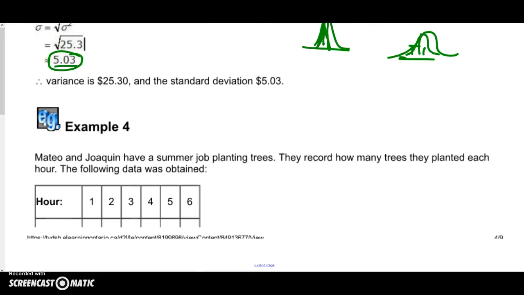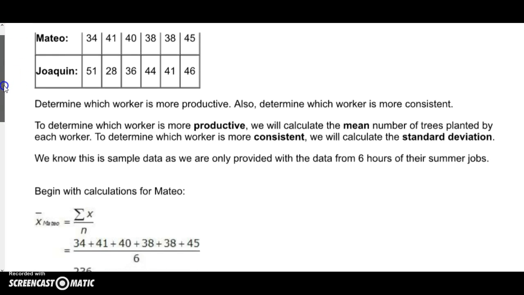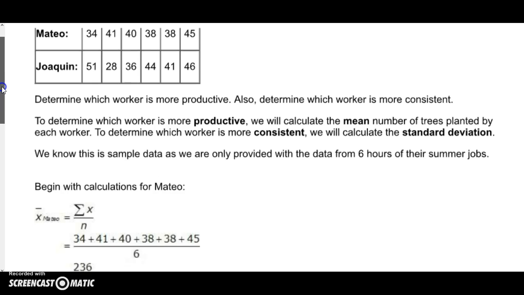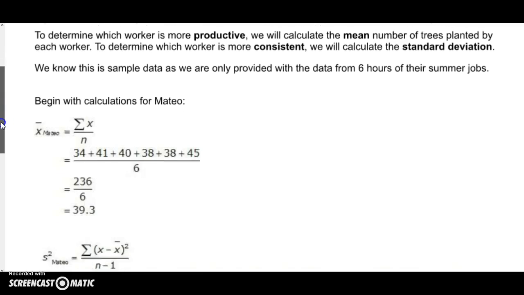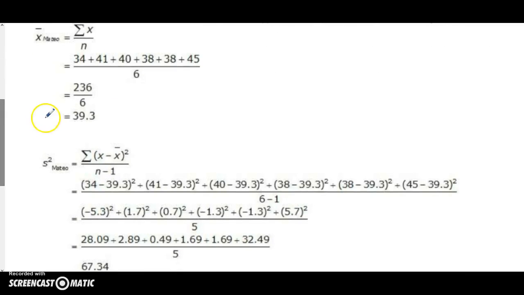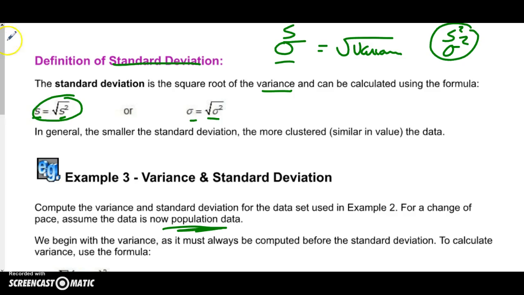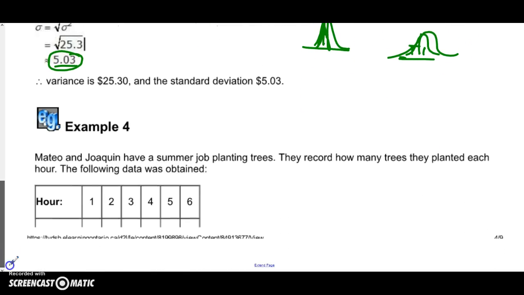This one's cut off, unfortunately. But you can go through this here and figure out what the standard deviation and the mean for these two are. So here you get the mean for both of them, and then for each piece of data, you're going to subtract it. Now, one thing I want to show here: that was population data. This one here is going to be a sample of their work. They recorded how many trees they planted in each hour, and the following data was obtained.